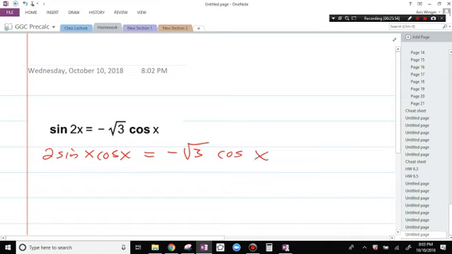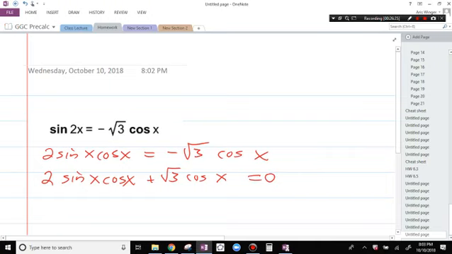Right. Some people here like to just go ahead and divide out the cosine. Don't ever do that. Don't ever divide out the cosine. Why not? Because sometimes the cosine could be 0. So you don't want to divide out something that could be 0. So then what you want to do is bring everything on both sides and factor. So you have 2 sine x cosine x plus the square root of 3 cosine x is equal to 0.